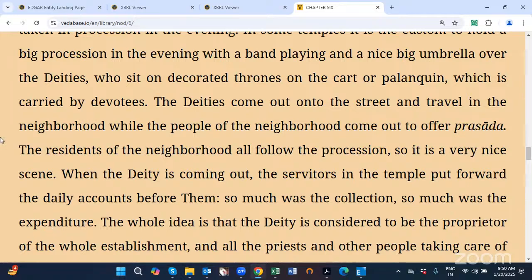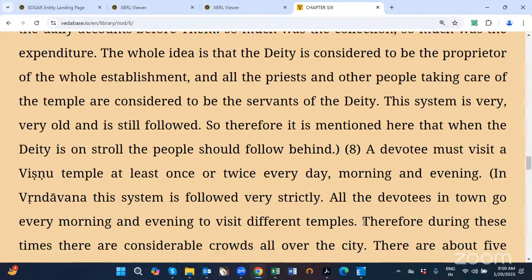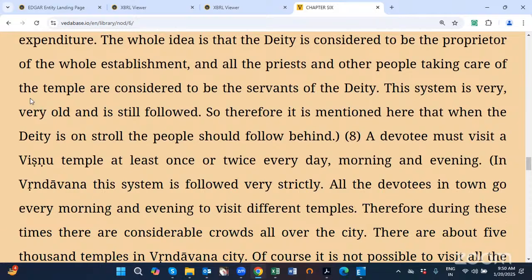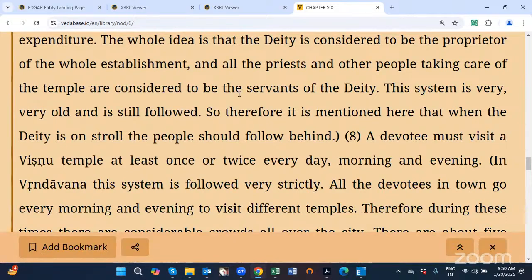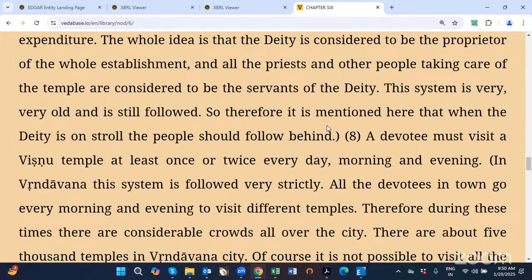The whole idea is that the deity is considered to be the proprietor of the whole establishment, and all the priests and other people taking care of the temple are considered to be the servants of the deity. This system is very, very old and still followed. So, therefore, it is mentioned here that when the deity is on a stroll, the people should follow behind.